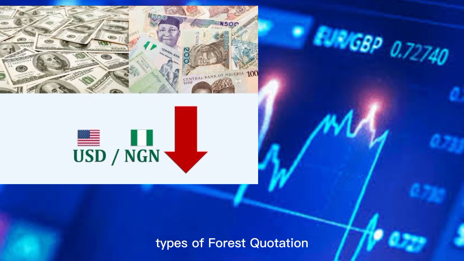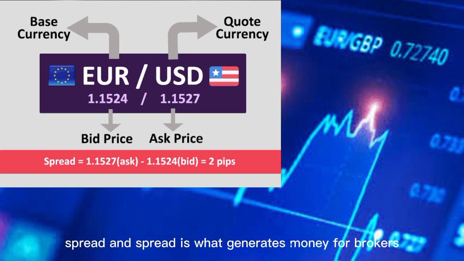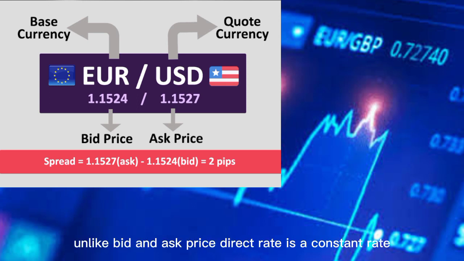Types of forex quotation. There are 7 types of forex quotation. Number 1 is bid and ask price. Bid price is the buy price, while ask price is the sell price. The difference between the two generates what is called a spread, and spread is what generates money for brokers. Second, direct rates. Unlike bid and ask price, direct rate is a constant rate.